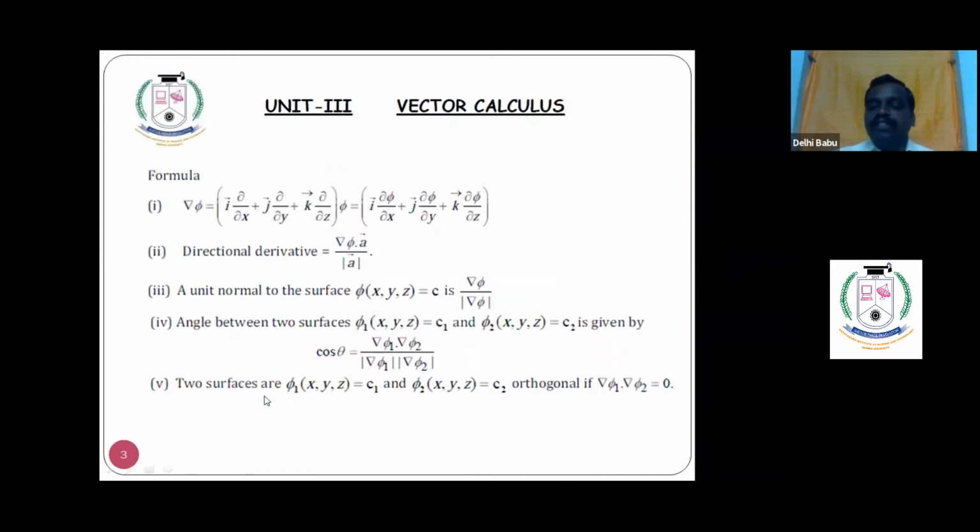Next one, if 2 surfaces are orthogonal, orthogonal means perpendicular, then put theta equal to pi by 2, so cos pi by 2, cos 90, which is 0. So cross multiplying, 0 is equal to del phi 1 dot del phi 2. Two surfaces phi 1 equal to c1 and phi 2 equal to c2 are orthogonal if the condition is that the dot product will be 0. So based on these vector differentiation formulas, we will see the problems.